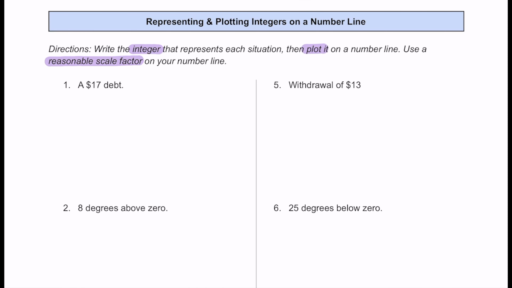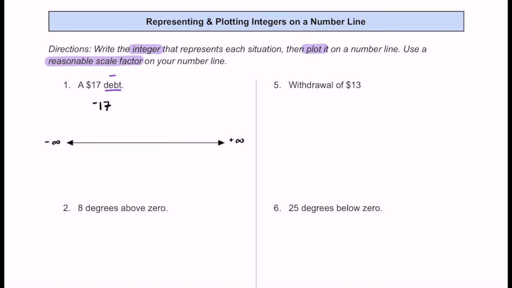All right, so for number one, we have a debt of $17. Now, keep in mind that this vocabulary word of debt means that we are owing money, so that's going to be negative. So when we write this integer down, that's just going to be a negative 17. That's the number that represents a debt of $17.